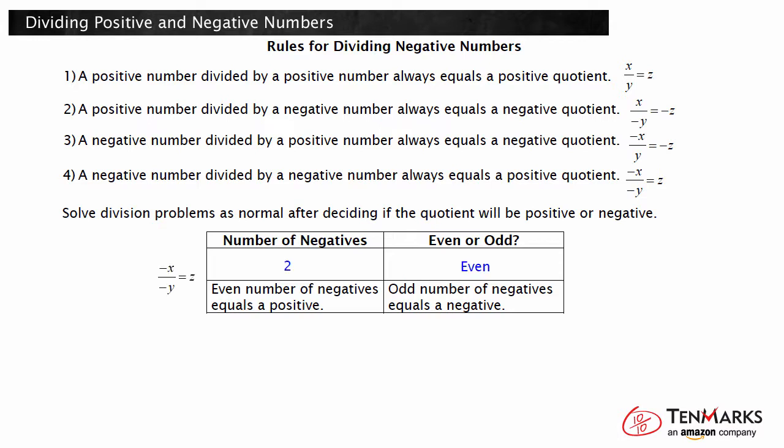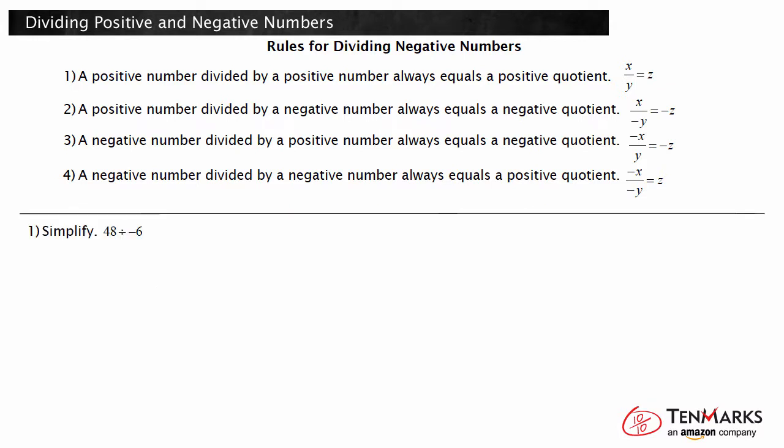If there are two negatives as shown in the problem, negative x divided by negative y, the solution will be positive. 2 is an even number, and the rule tells us that an even number of negatives equals a positive. This is a helpful trick to help you check your work. Let's look at an example.